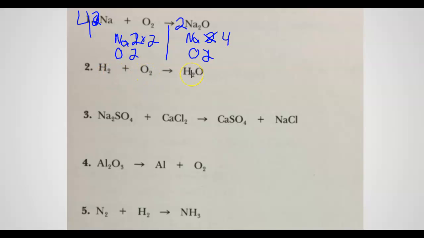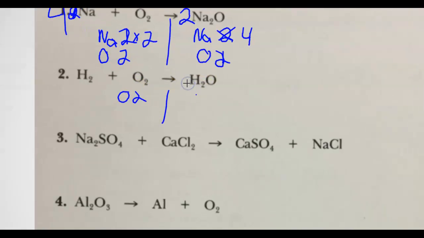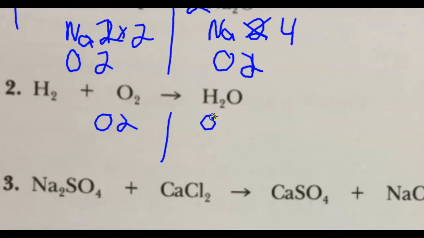Hydrogen plus oxygen yields water. Well, I like to start with my oxygens first, so I've got 2 oxygens on this side, 1 over here. I've got hydrogen, I've got 2 there, I've got 2 here. Well, that's nice, but that doesn't get us done. So since I have 2 on this side, I've got to multiply this by 2 to get 2. So I put a coefficient of 2. So that's 2 times 1 now gives me 2.